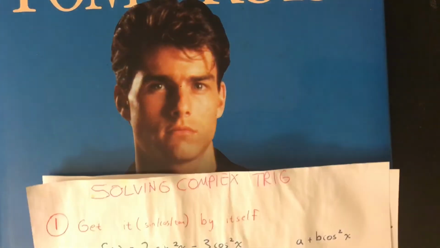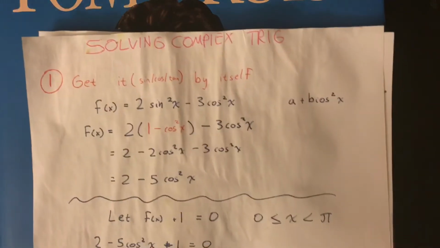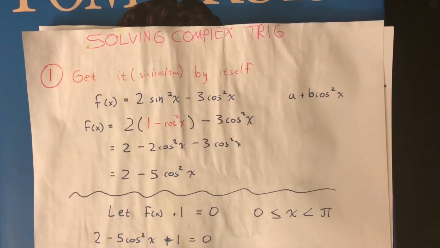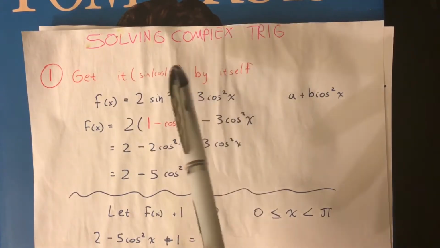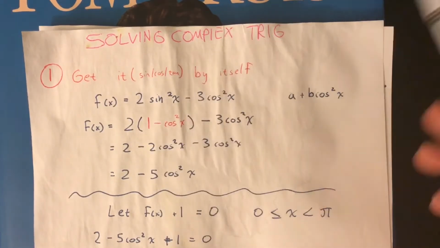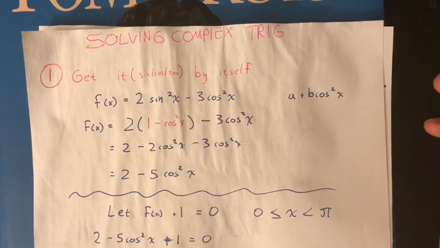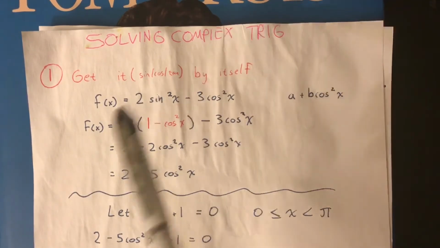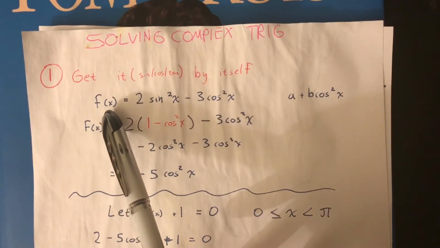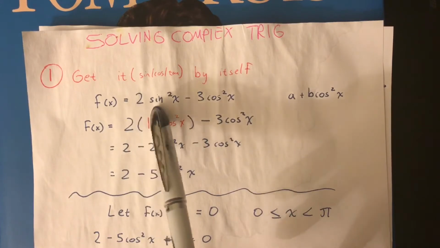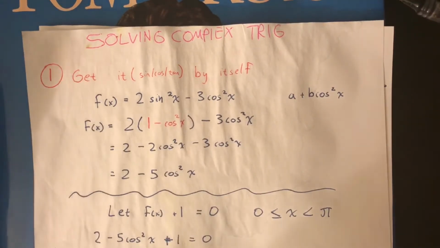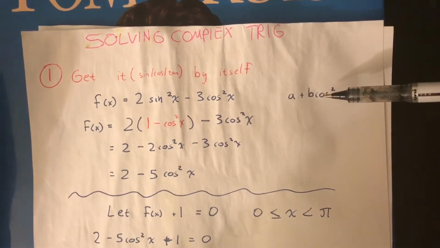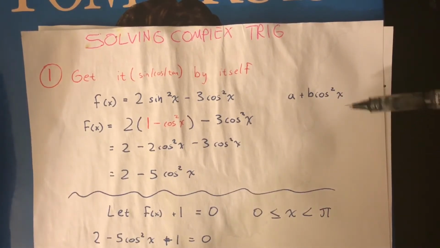So what are our three strategies? The first one in solving complex trig is really just to get it by itself, as in a sine, cos, or tangent just isolated on one side of the equation. So here's one I took off an AICE exam. It said f of x equals sine squared minus 3 cos squared. Now it didn't say to solve it. In part 1 it said make it look like this.